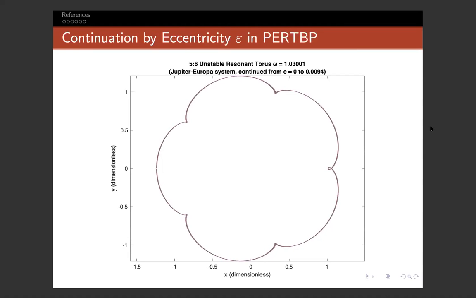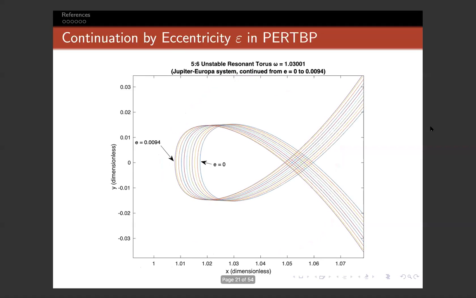So just a few pictures. We continued some tori by eccentricity in the planar elliptic restricted three-body problem from the planar circular problem. This is in the Jupiter Europa system. We continued a 5-6 unstable resonant orbit to its corresponding torus. The eccentricity of the Jupiter Europa orbit is 0.0094. This is a zoomed out view. Then zooming in, you can see that the torus is moving leftwards as eccentricity increases. That's to be expected because Europa itself moves leftwards as eccentricity grows higher in this case.